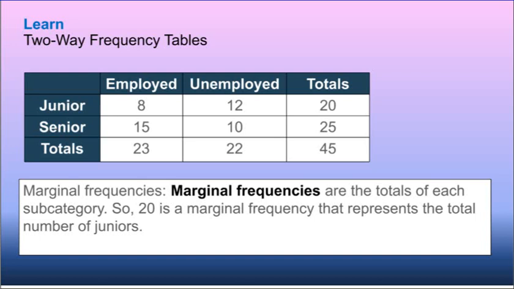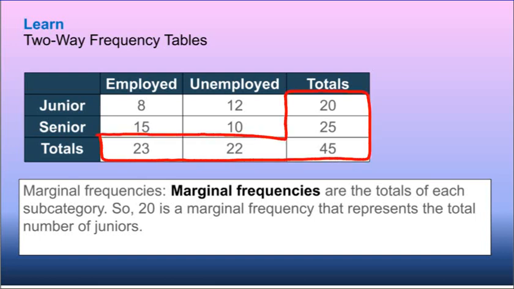And then the marginal frequency is referring to the totals of each subcategory. So all of these that are giving you the totals, those would be your marginal frequency. They represent the total number of employed, total of unemployed, total number of juniors, total number of seniors, and the total number of students in general.